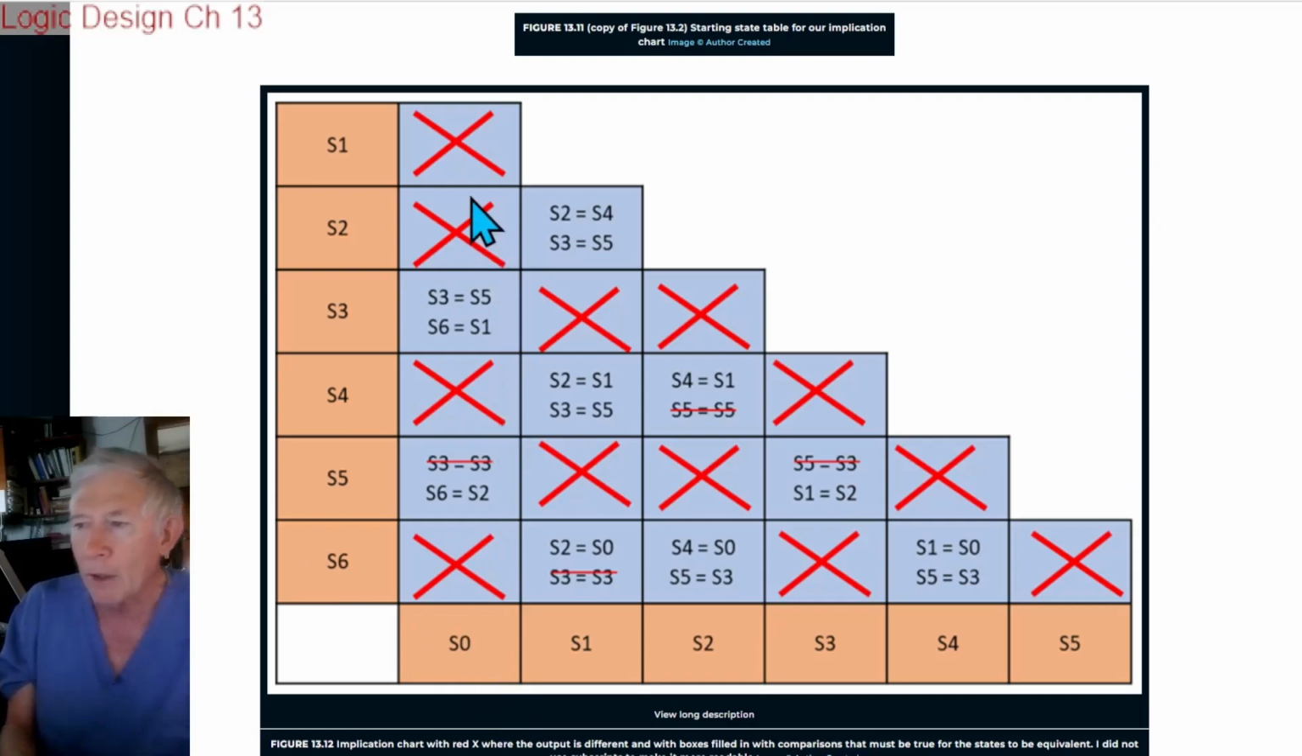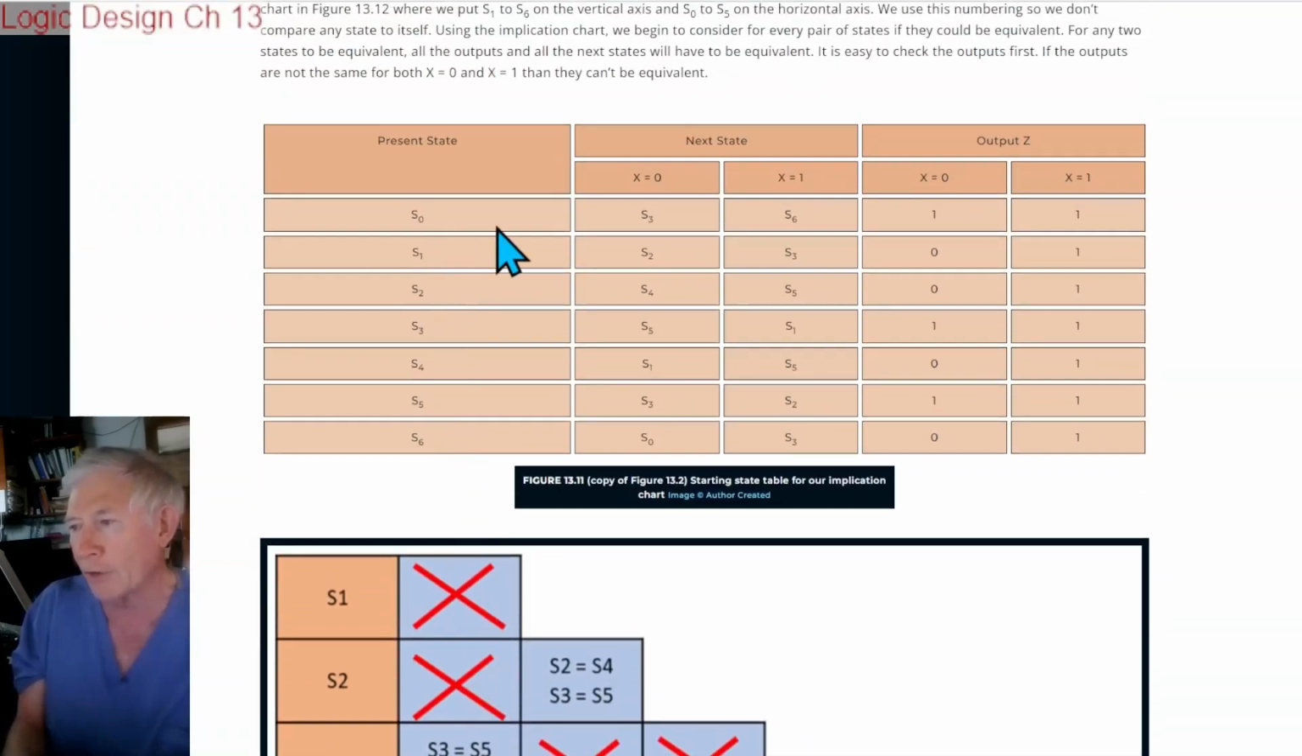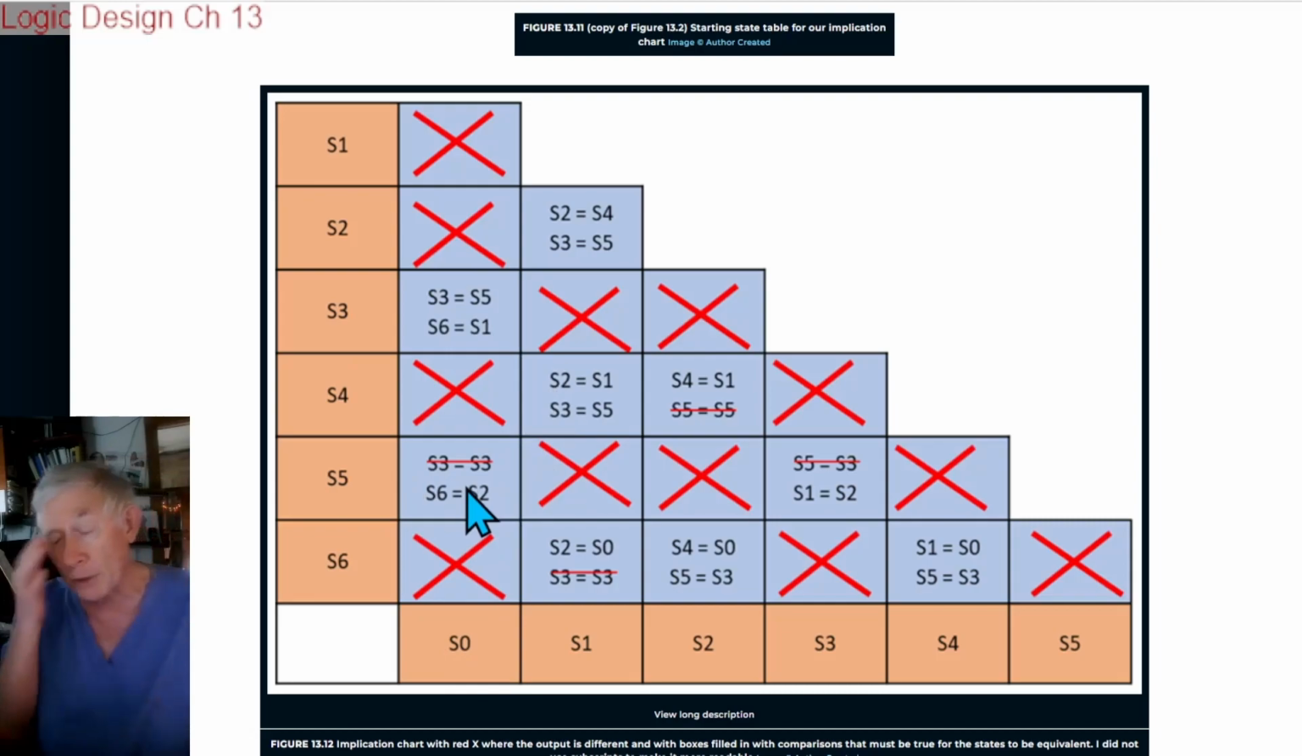Now it turns out that we immediately know that 1 and 0, 2 and 0, 4 and 0, and 6 and 0 cannot be the same because they have different outputs. All you have to do is go back and look at this table. So S0 has outputs of 1 and 1, but 1, 2, 4, and 6 have outputs of 0 and 1. So we can immediately cross out S1 and S0 cannot be the same, S2 and S0 cannot be the same, S4 and S0 cannot be the same, and S6 and S0 cannot be the same. But S3 and S0 could be, and S5 and S0 possibly could be too.